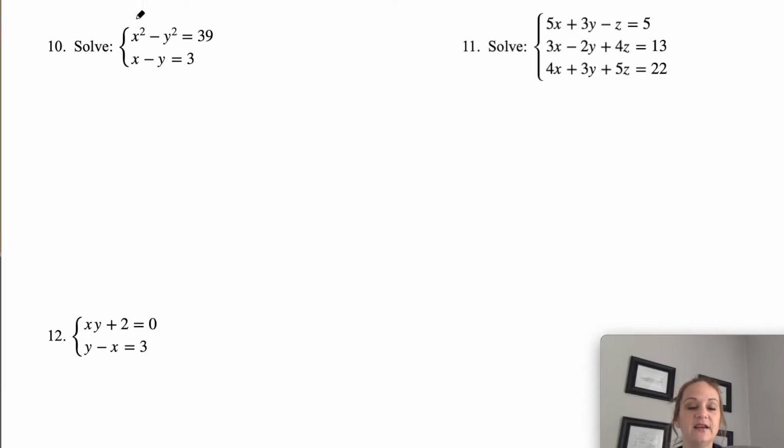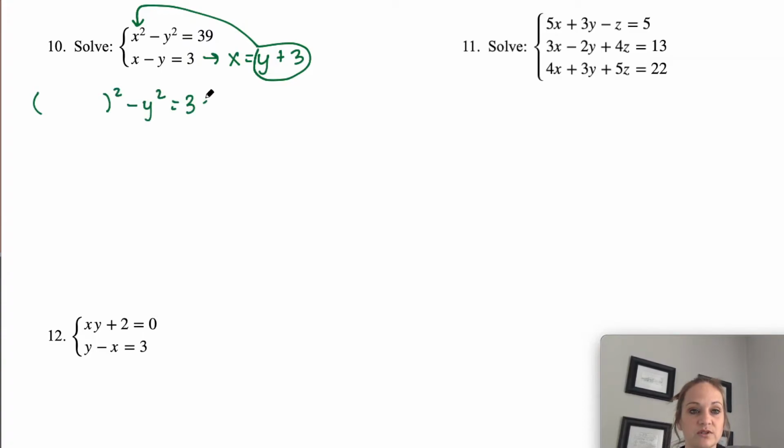Number 10, we cannot use the matrix because we have exponents. So what I'm going to do is solve the bottom equation, and then I am going to substitute this in for x. So it will be x squared minus y squared equals 39. And then x represents y plus 3.